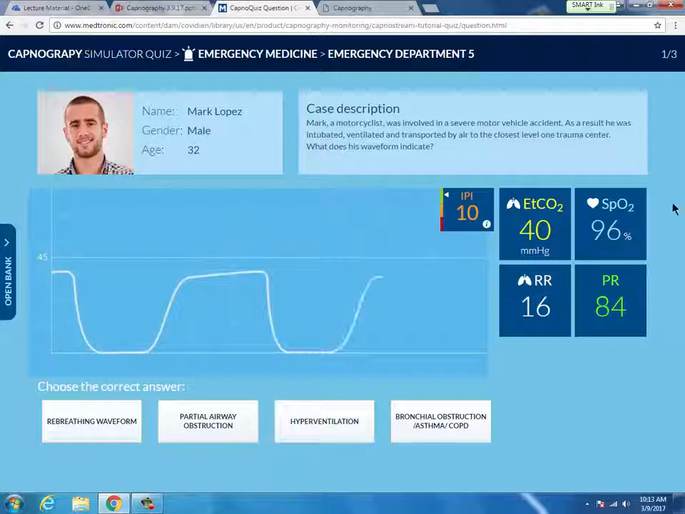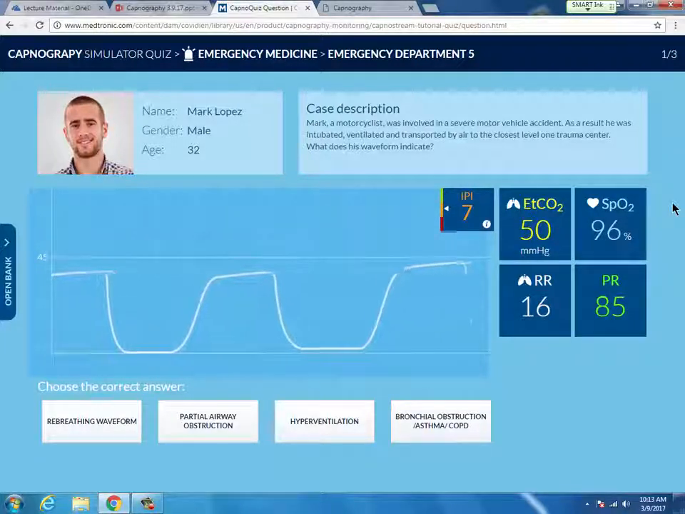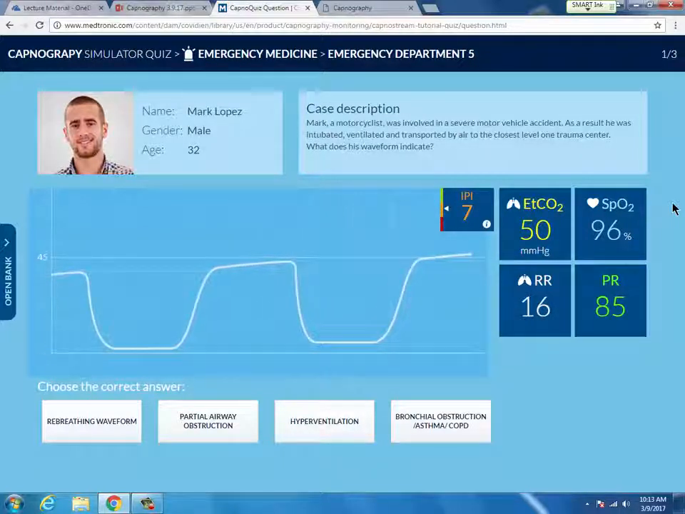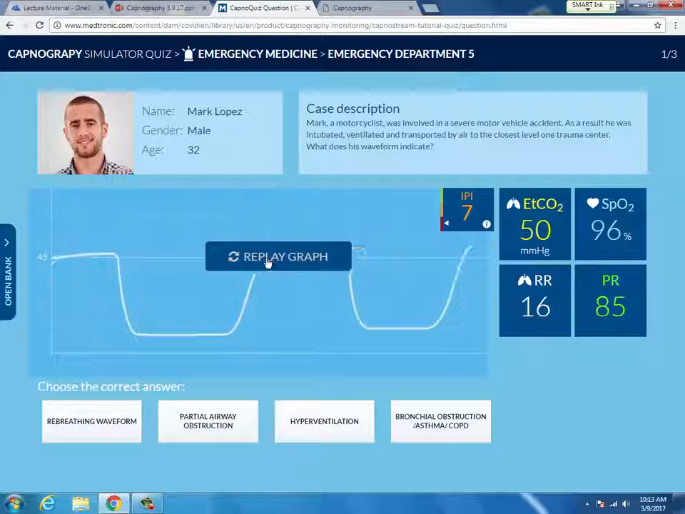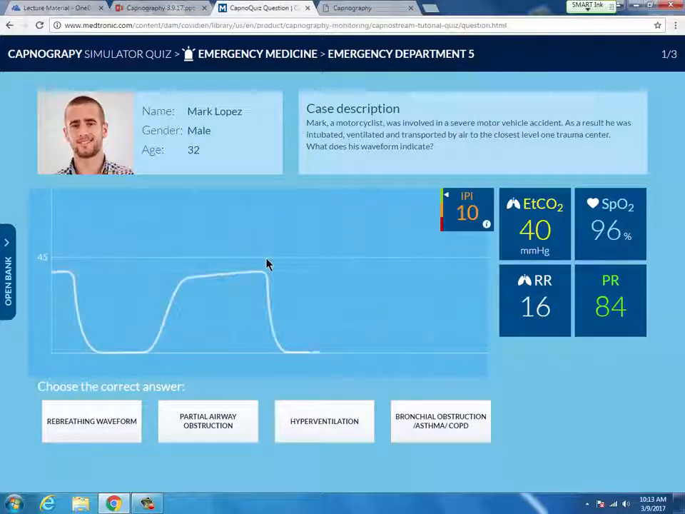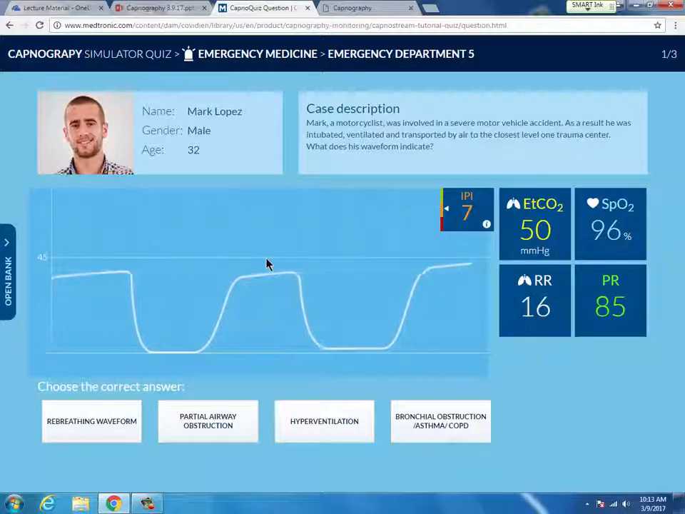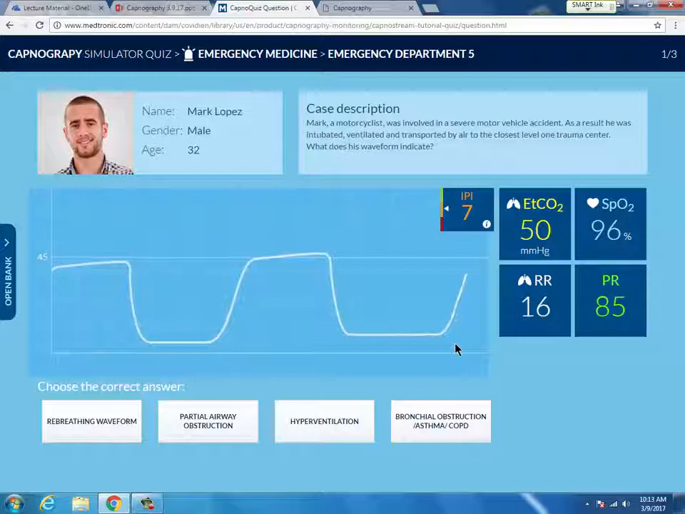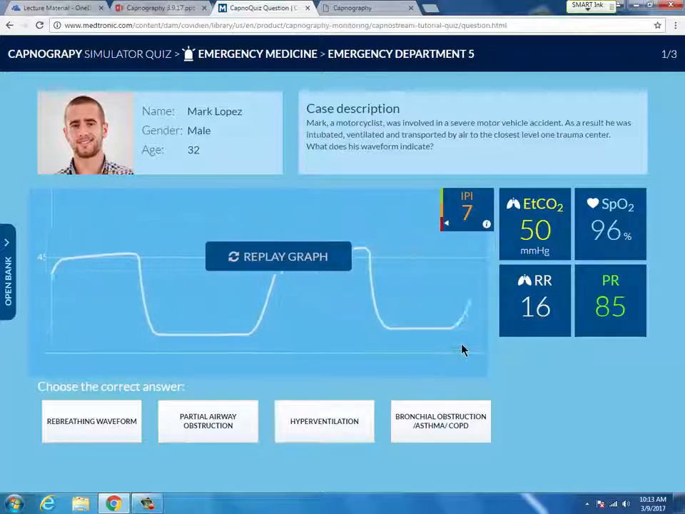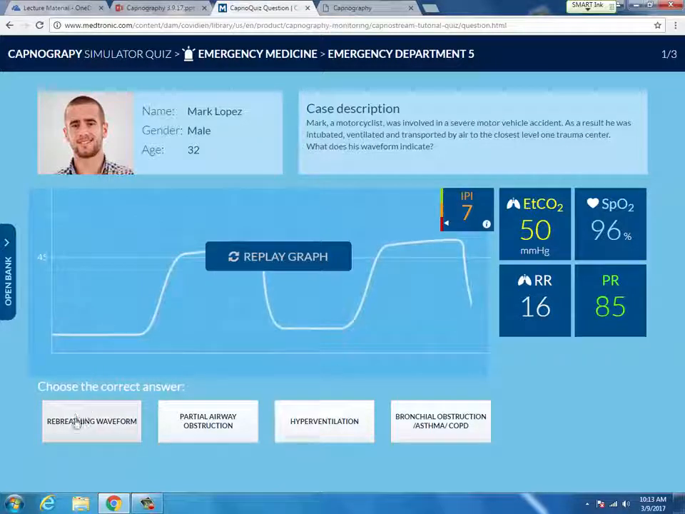So Mark, a motorcyclist, was involved in a severe motor vehicle accident. As a result, he was intubated, ventilated, and transported by air to the closest level 1 trauma center. What does his waveform indicate? He's got an end tidal CO2 of 50, SpO2 96%. What's happening with that baseline? Who says re-breathing? Raise your hand. All right. Who says partial airway obstruction? Who says hyperventilation? Who says bronchial obstruction?